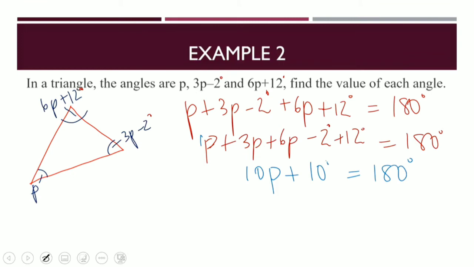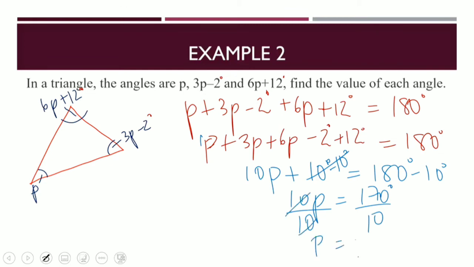All right, and we continue solving. We subtract 10 from both sides, minus 10 degrees, minus 10 degrees. Now we have 10P equals 170 degrees. I want P, so I'm going to divide both sides by 10. And so now I have P is equal to 17 degrees. Bravo, we have found one of the angles already, but we are asked to find the value of each angle.